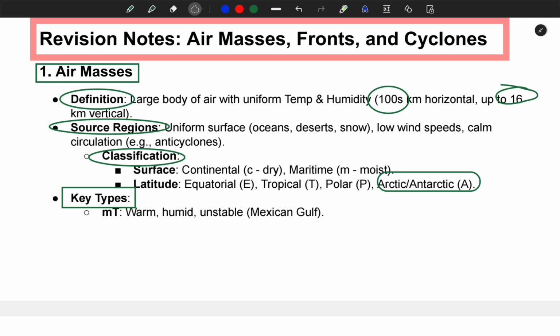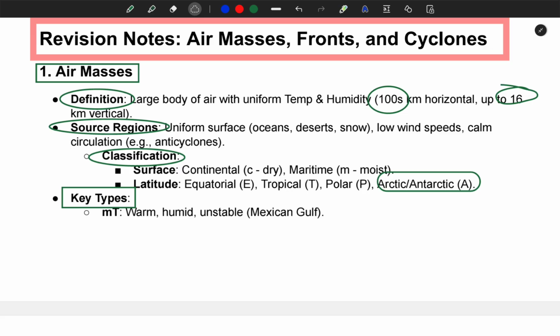Example: anticyclone. Classification: surface, continental C, dry; maritime M, moist; latitude, equatorial E, tropical T, polar P, Arctic, Antarctic capital A. So these are the symbols of representation: continental C means dry, maritime M moist, latitude equatorial E, tropical T, polar P, Arctic, Antarctic A.